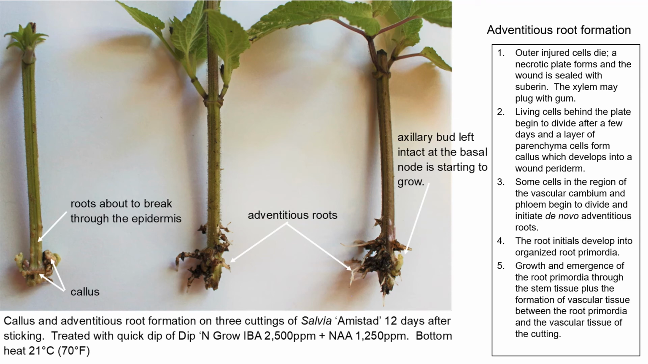And you can see those root primordia in this cutting on the left here. There's these little white bumps just underneath the epidermis that are about to break their way through. And after that, there's the formation of new vascular tissue between the root primordia and the existing vascular tissue of the cutting. Once that's happened, the cutting is able to start taking up water and any nutrients that may be in the substrate. How quickly all of this happens depends on the species and cultivar and the environmental conditions in the propagation environment.